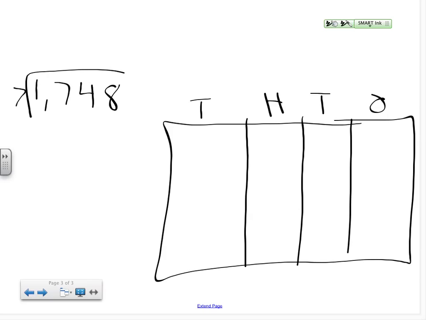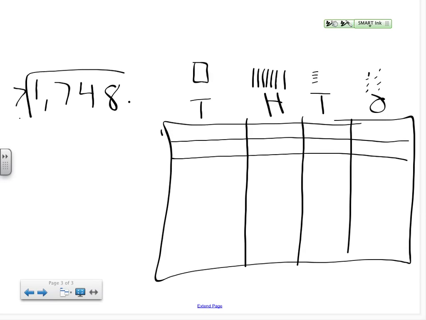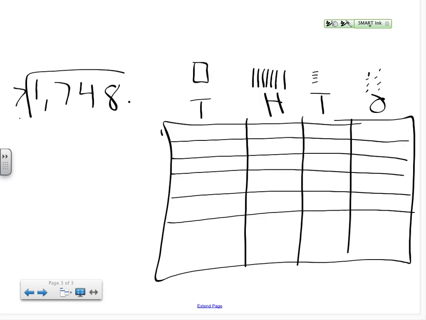So I'm going to look at my M&Ms. I always think these are M&Ms, and then this is how many people. So I have 1 thousand, so I'm going to put a 1,000. I have 7 hundreds, 1, 2, 3, 4, 5, 6, 7. I have 4 tens, 1, 2, 3, 4, and 8 ones, 1, 2, 3, 4, 5, 6, 7, 8, okay? I also have 7 people, 1, 2, 3, 4, 5, 6, and 7. And they're who's sharing these M&Ms.